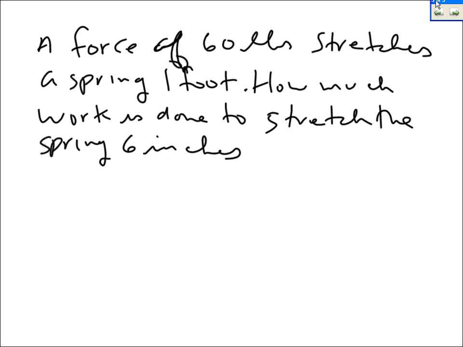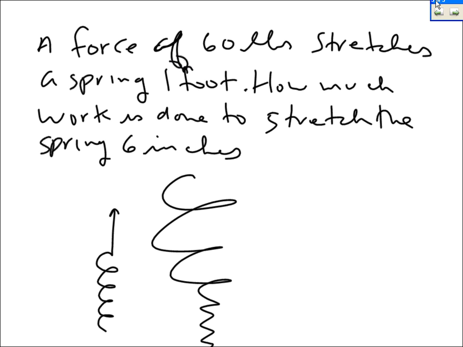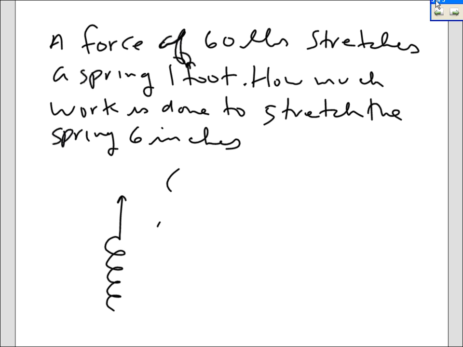Now, basically, you have a spring. And if you pull it up, eventually, it's just not going to be a spring anymore. For these problems, we assume that whatever we're doing, it maintains the property of a spring. It doesn't just become a wire. It's still a spring. Okay?